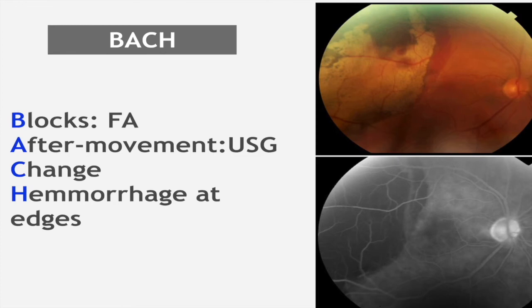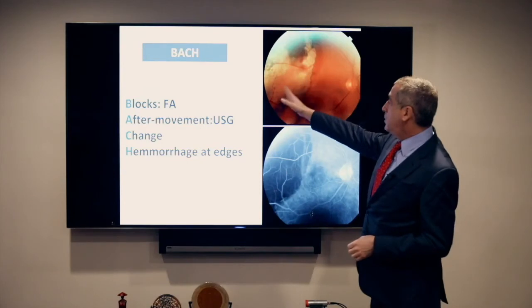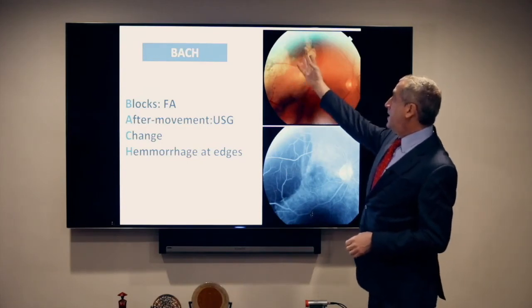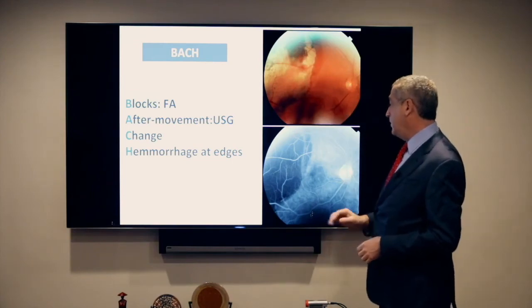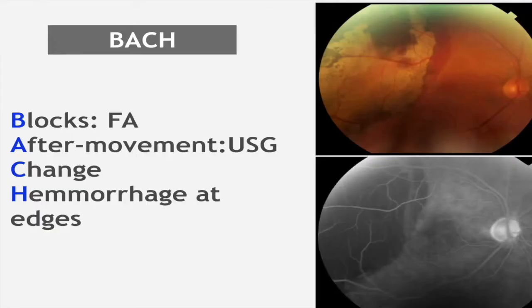So here's a choroidal hemorrhage. You can see the white dehemoglobinized blood, the black blood, and the hemorrhage along its edge. That's a pretty easy one. Look at the angiogram. There's a total blackout there. That's consistent with a choroidal hemorrhage.